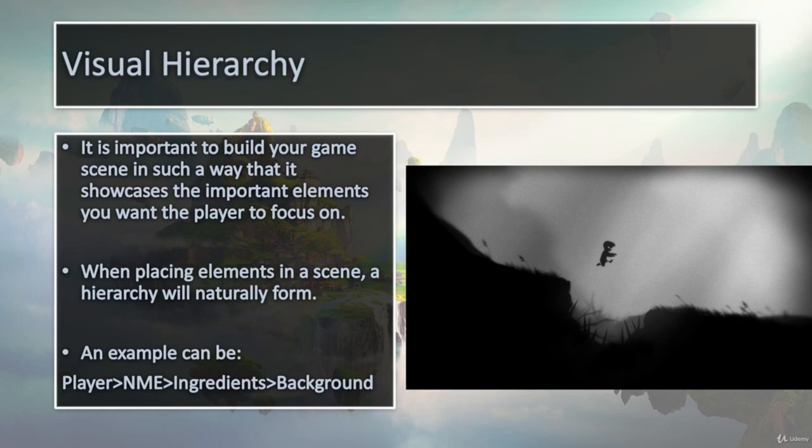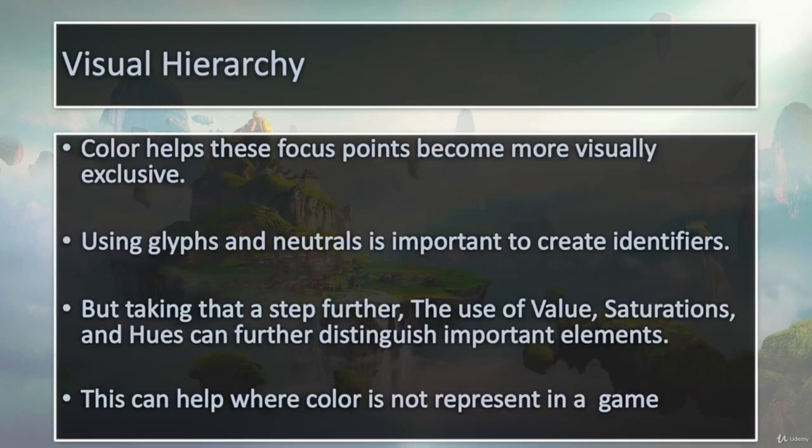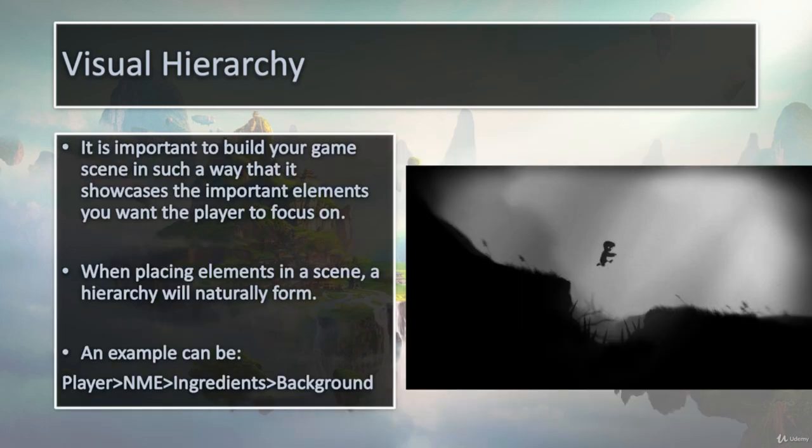See, color helps make these focus points more visually exclusive, and using glyphs and neutrals is important to create your identifiers. But taking that a step further, the use of value, saturation, and hues can further distinguish these important elements, and this can help where color is not represented in a game. So for example, looking at the last one, going back 1 second, looking at Limbo here, where basically the value, saturations, and tints and tones are how you could differentiate yourself between your visual hierarchy in this scene, because there is no color that is used. It's pure black, white to gray. So as you can see here, the designers do a great job at using these types of shades and tones to distinguish what's important.